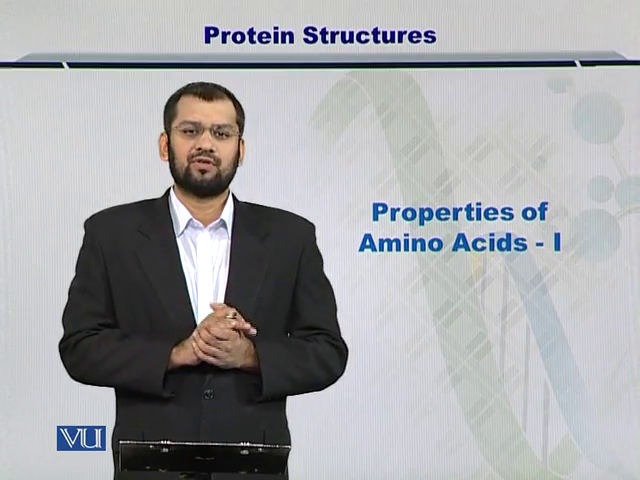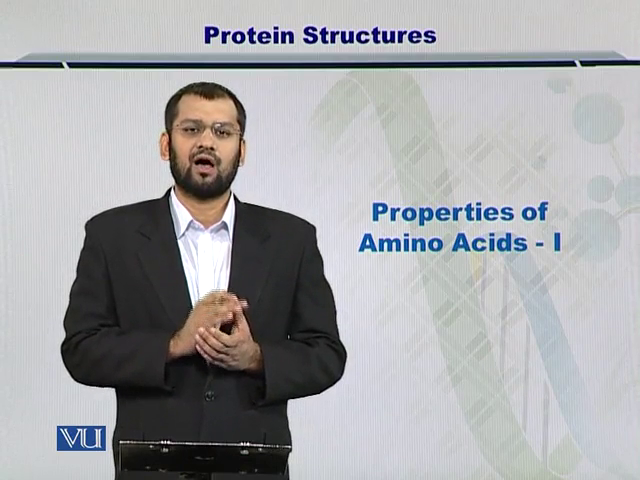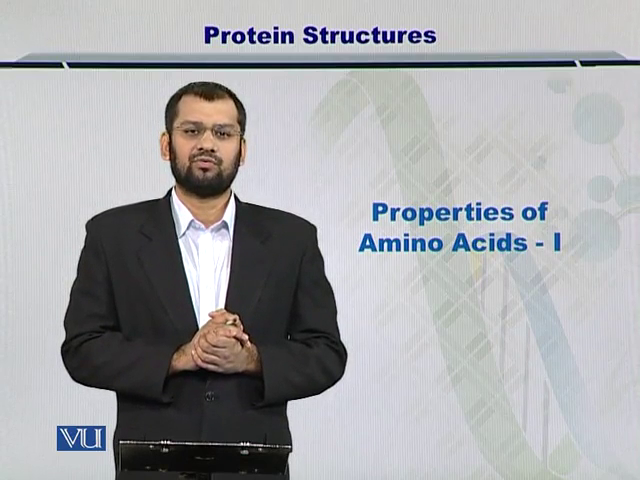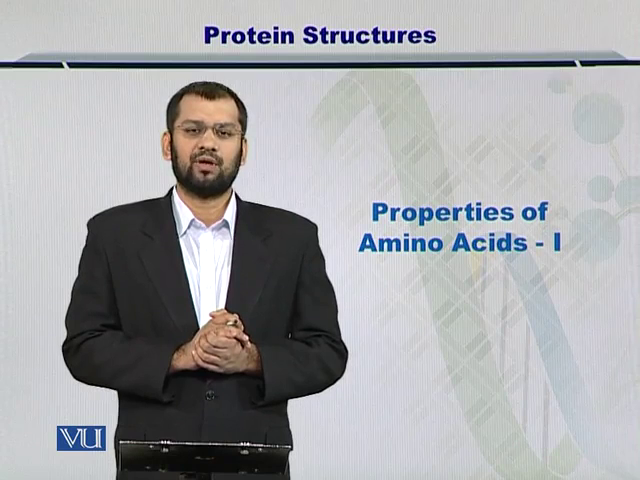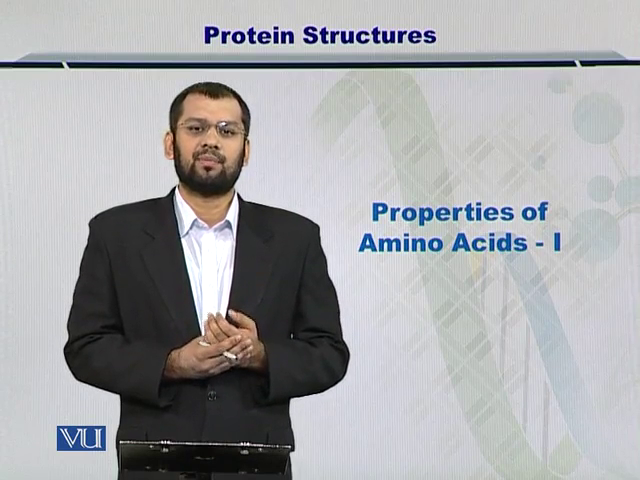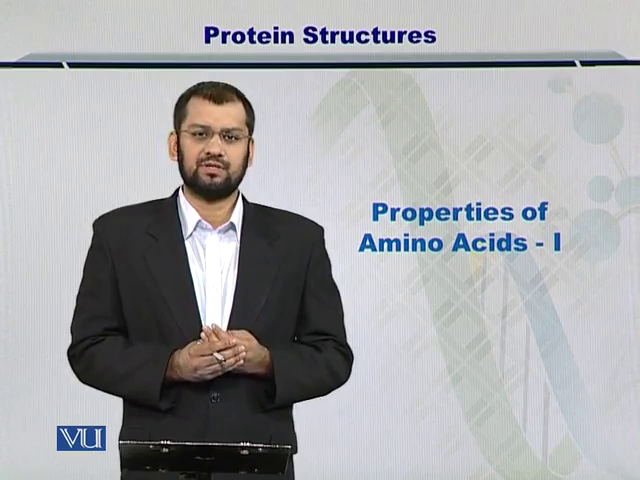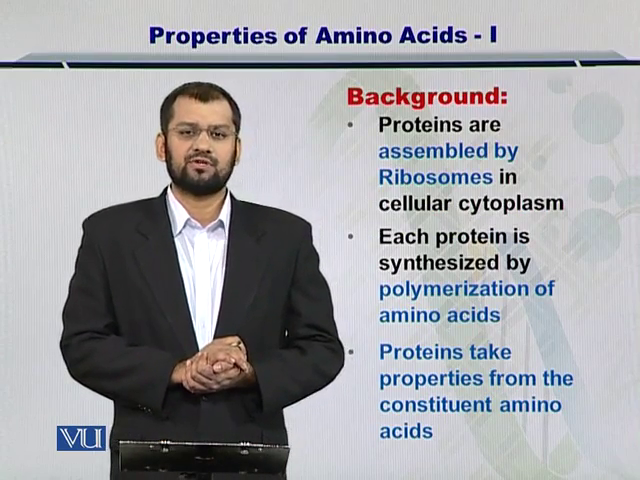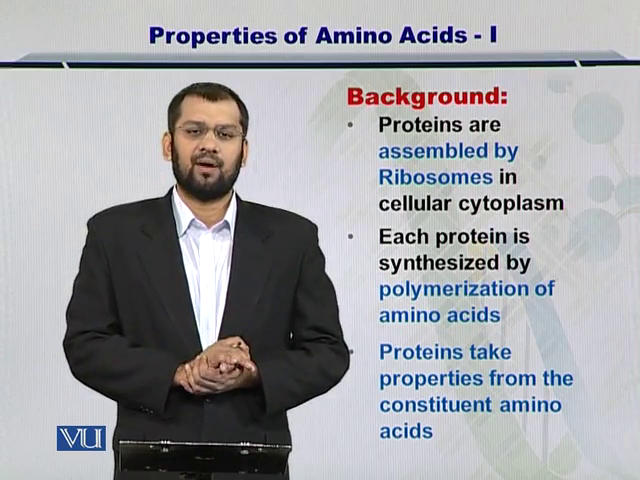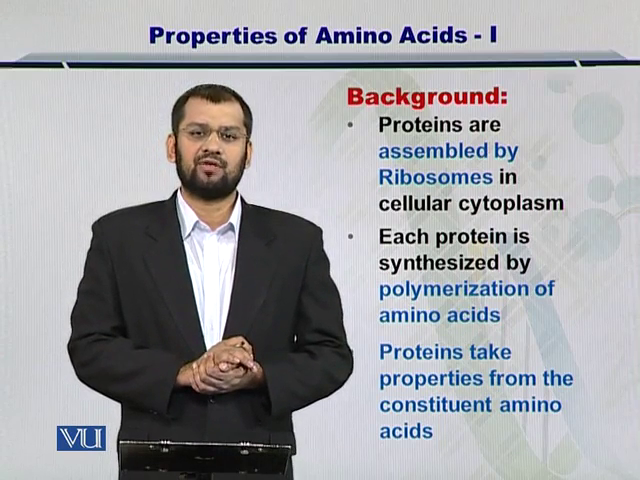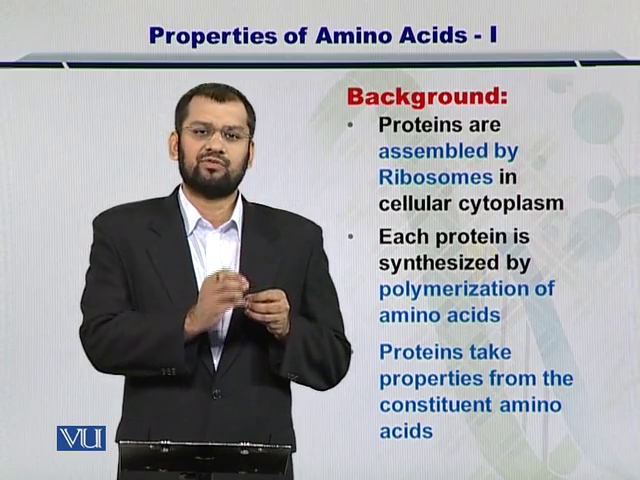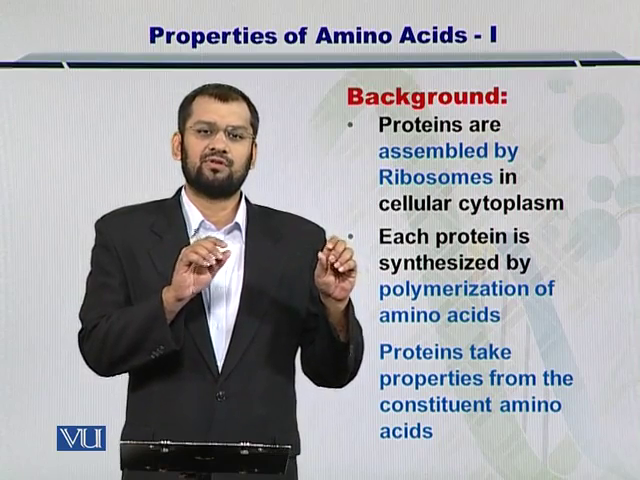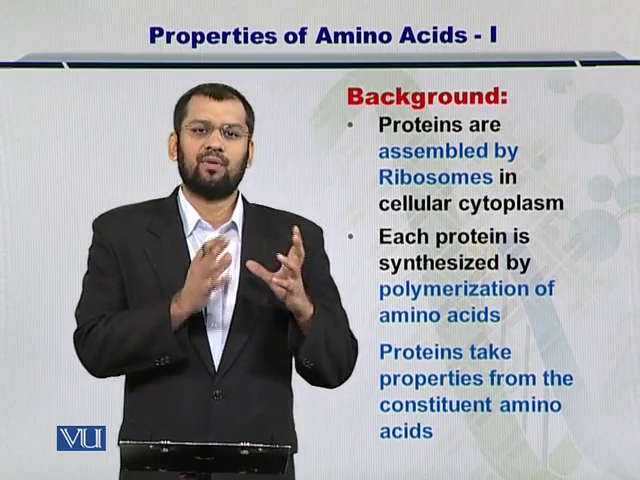Towards the start of this chapter, we are going to look at how each amino acid contributes to the structural property of the 3D protein. So to begin with, we're going to evaluate the properties of each amino acid individually. So the proteins, as I just mentioned, are assembled by ribosomes in the cellular cytoplasm, wherein one amino acid is brought after the other, and then this chain of amino acids is folded to form a 3D structure.